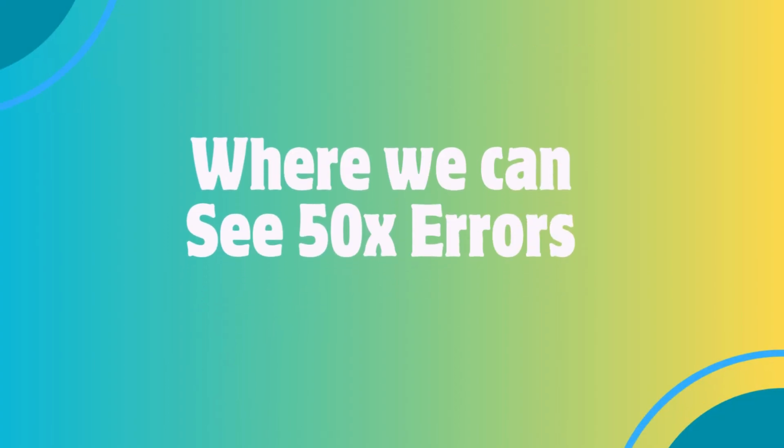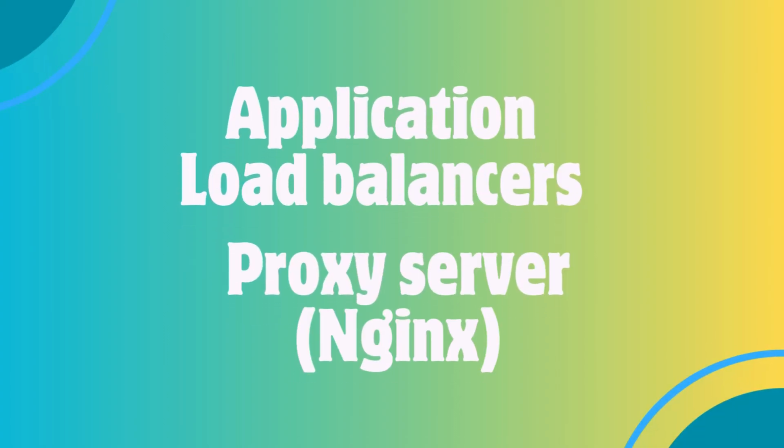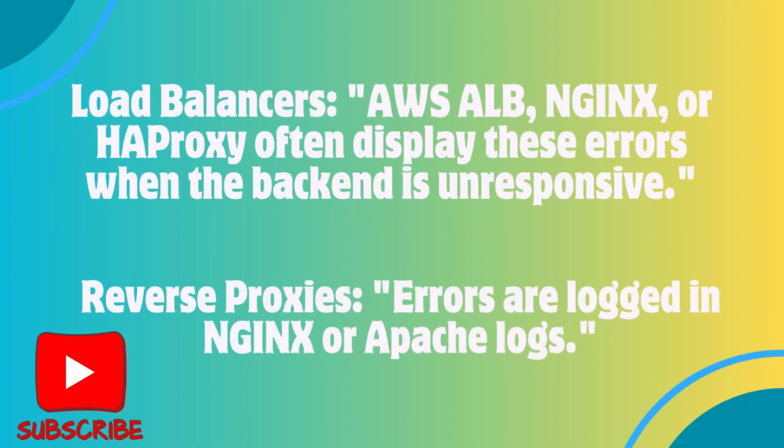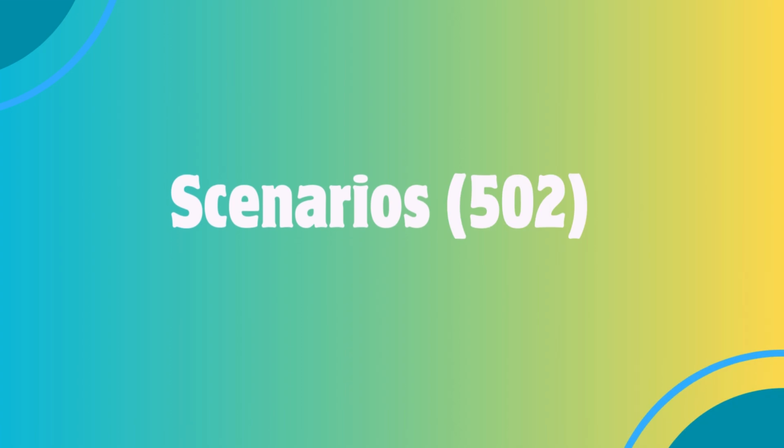Where can we see these 5OX errors? They are commonly observed in systems with an intermediary like a load balancer or reverse proxy. When we talk about load balancers, it's AWS ALB, NGINX or HAProxy. They often display these errors when the backend system is completely unresponsive. The reverse proxy errors are logged in NGINX or Apache logs. You should be able to see them in the /var/log/nginx error logs with the 502 and 503 errors. Let's talk about the scenarios in which you would see these 502 errors.